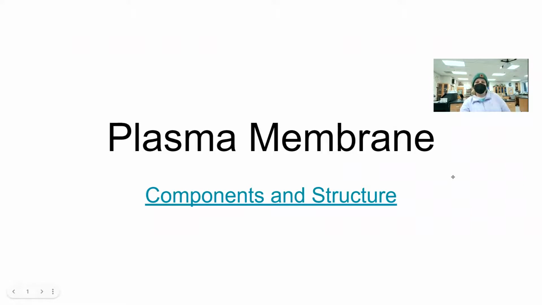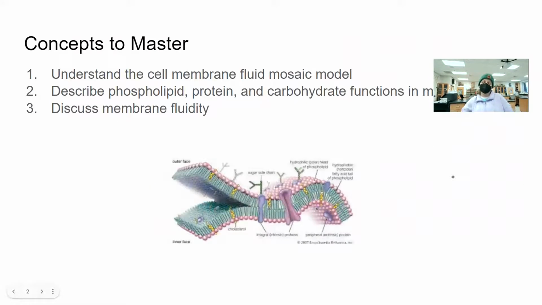Okay, so let's talk about plasma membranes. The things that you guys are going to want to know, and will be on our next exam, is to understand the cell membrane fluid mosaic model. So I'll tell you what that is. Describe how phospholipids, proteins, and carbohydrates work together to maintain the fluidity of the plasma membrane. And then, why is fluidity of the membrane so important?